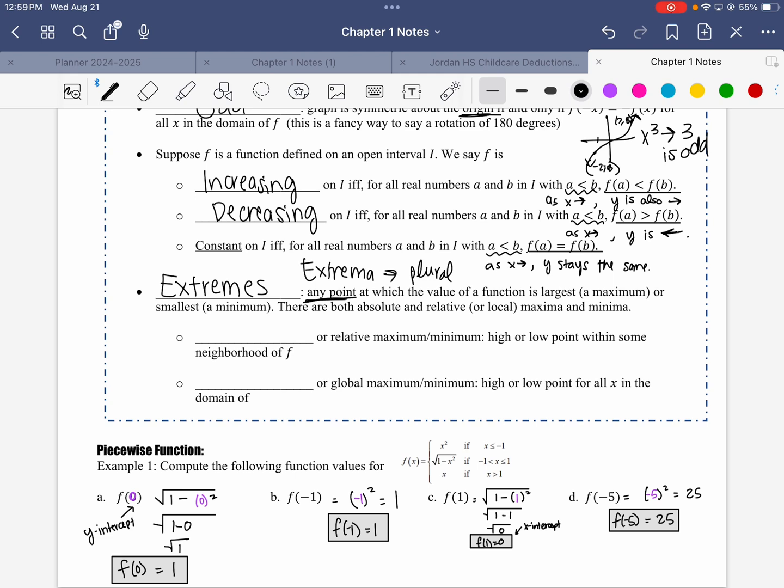So extremes are just any point at which the value of a function is the largest or the smallest. There are both absolute and relative. Relative and local mean the exact same thing. Okay? So a local or relative maximum or minimum is a higher low point within some neighborhood of f. We'll talk about that in a second. And then the absolute or global maximum or minimum is the higher low point for everything.